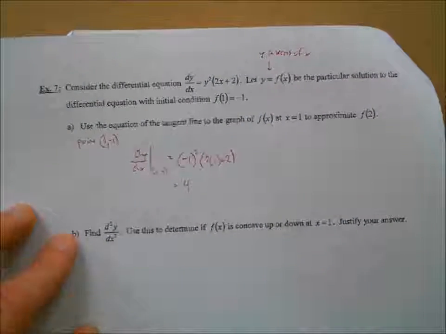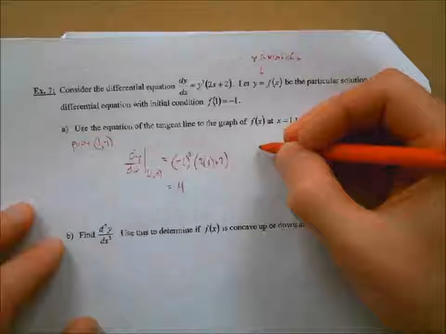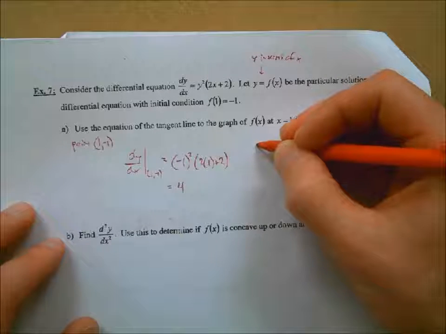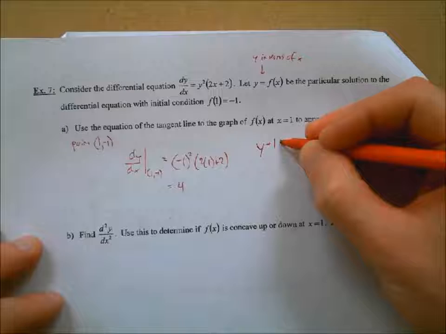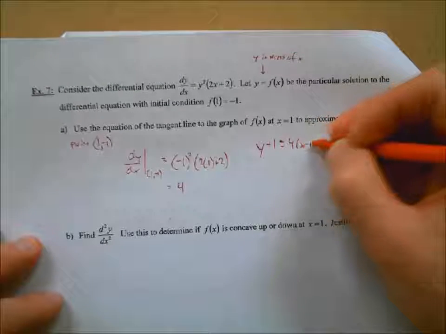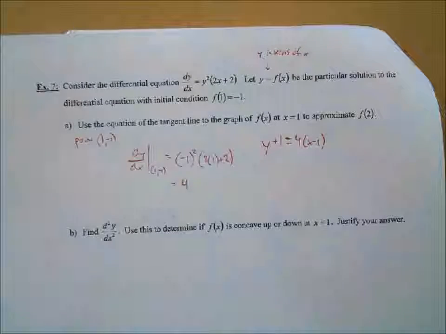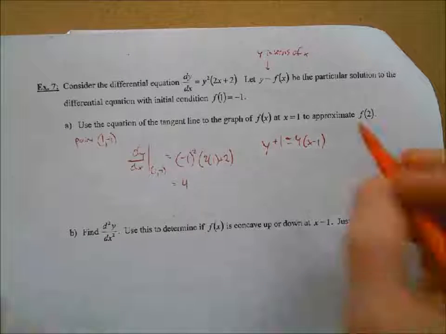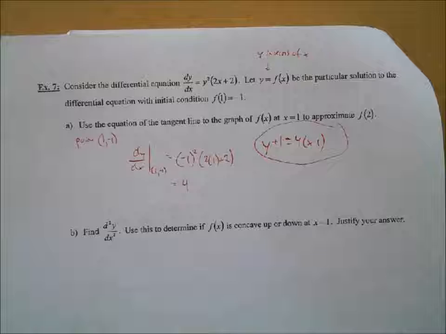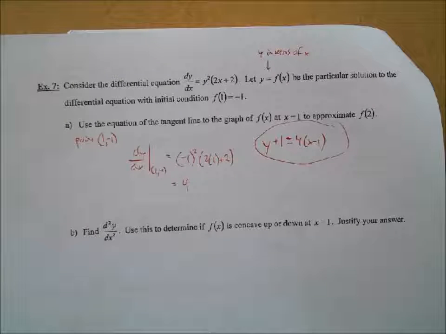Is our slope. All right, and so the equation of our tangent line then is y minus a negative 1, so y + 1 = 4 times (x - 1). Point slope form, right? It's been a while since we've seen those equations of tangent lines, but there it is. Okay, so there's the equation of our tangent line. Are we done? No. What are we supposed to do now?